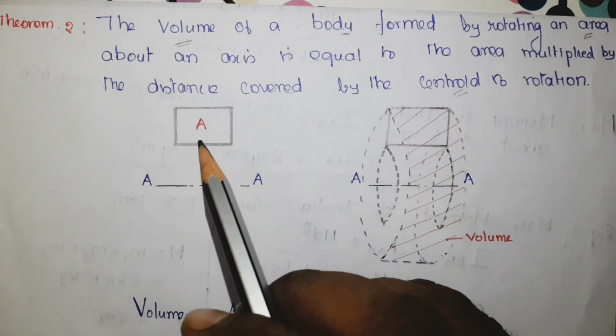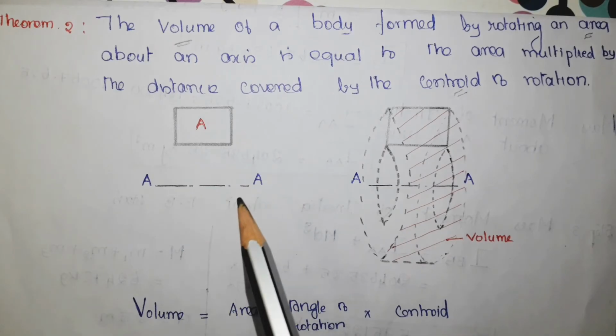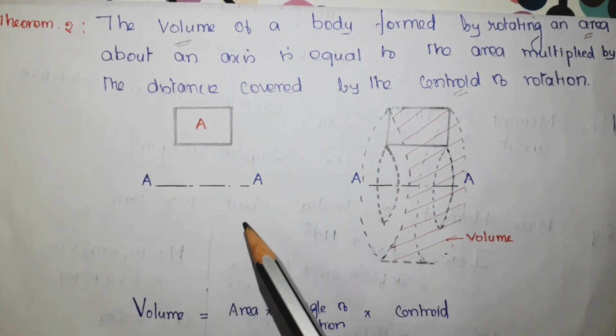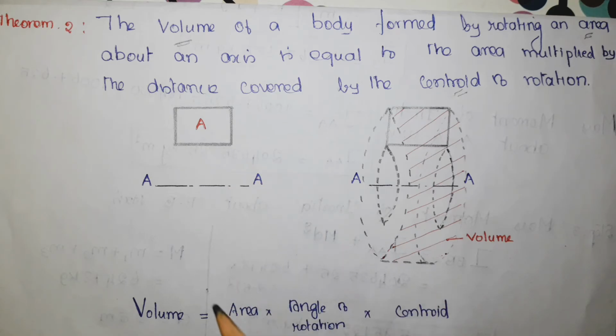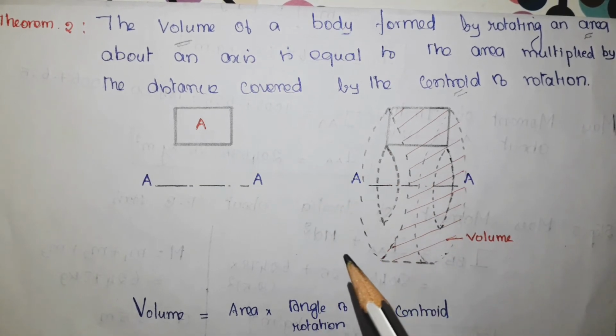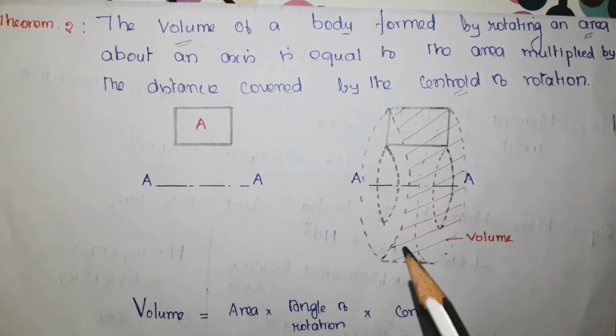Now let us go and see this one. Here there is an area A. Here is the axis. Now I am going to rotate this area so that I will get a volume. The rotation angle can be anything from 0 to 360, but for this case I am going to rotate it for 360 degrees. So I will get something like a hollow cylinder, something like this, and this is the volume.